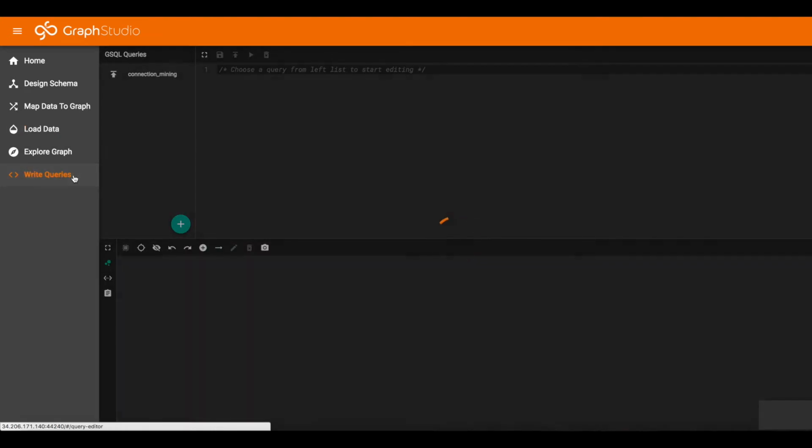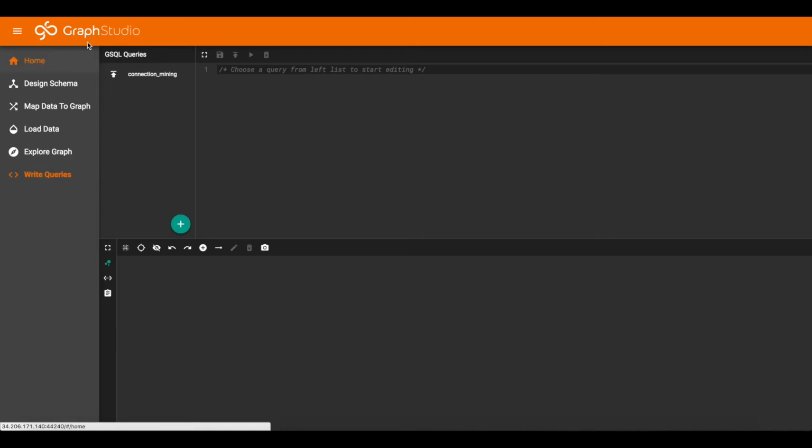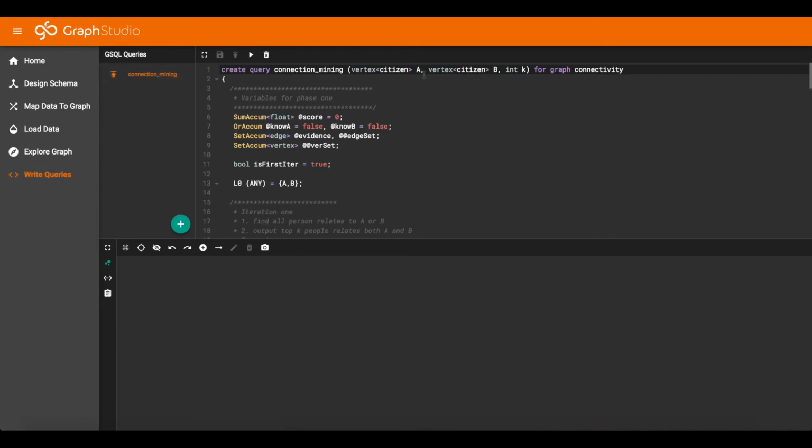Let's take a look at the query for the social graph case. The connection mining query, given two citizens A and B, looks for other citizens who are connected to them through some of the relationships in our graph. Say they stayed in the same hotel, made a phone call to one another, etc. The query returns two groups of persons of size k.